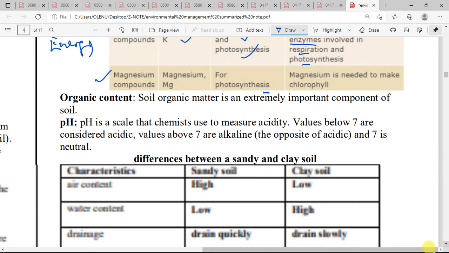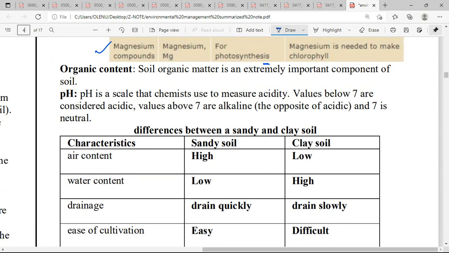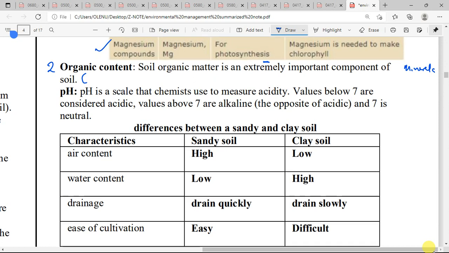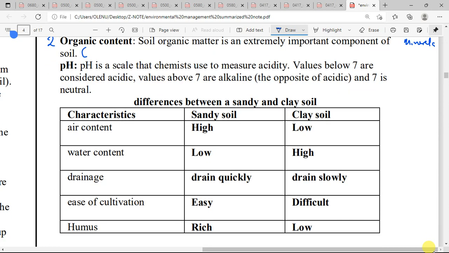Okay, so that's one. We've been able to look at soil as a medium for plant growth. We've looked at mineral ions and the different minerals and some of their functions. The second content you need to look at is organic content. Soil organic matter is an extremely important component of the soil, because it helps to provide some organic nutrients needed for plant growth. These are animal remains and plant remains that add manure to the soil and also improve plant growth.